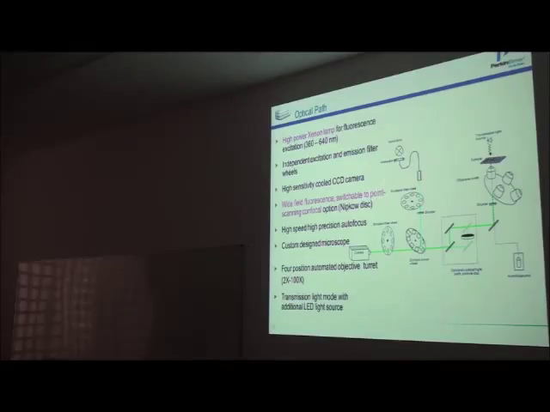Then we have a set of filters, so excitation, dichroic, and emission filter. These filters allow you to select the band and excite your compound here. Then the excitation light goes through this spinning disc, so that's the spinning disc confocal that we use here, to your sample, which is here. And then the emission will come back and will be measured on the camera. It's the same as a standard microscope.